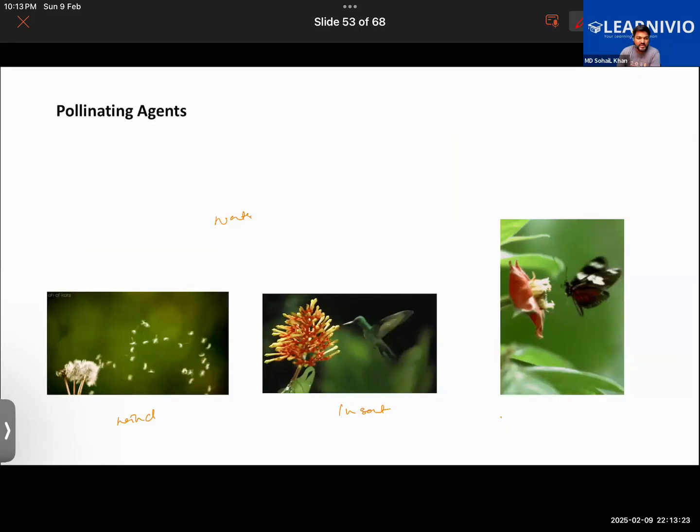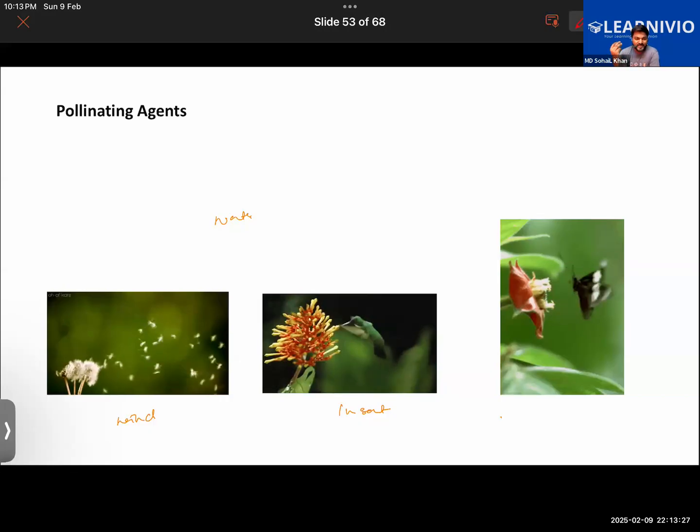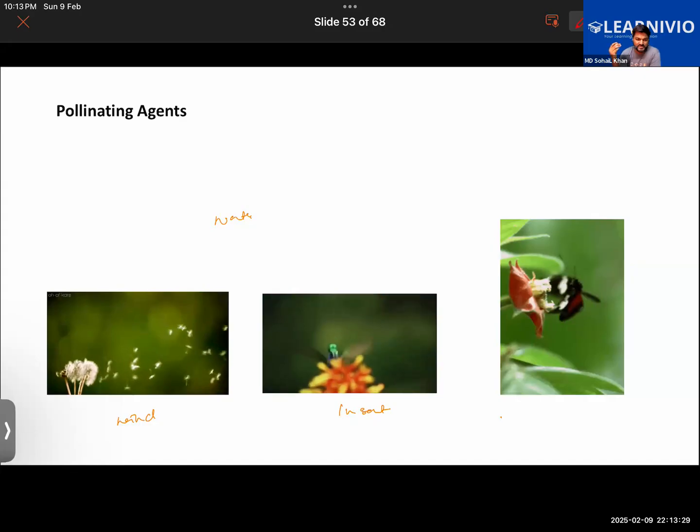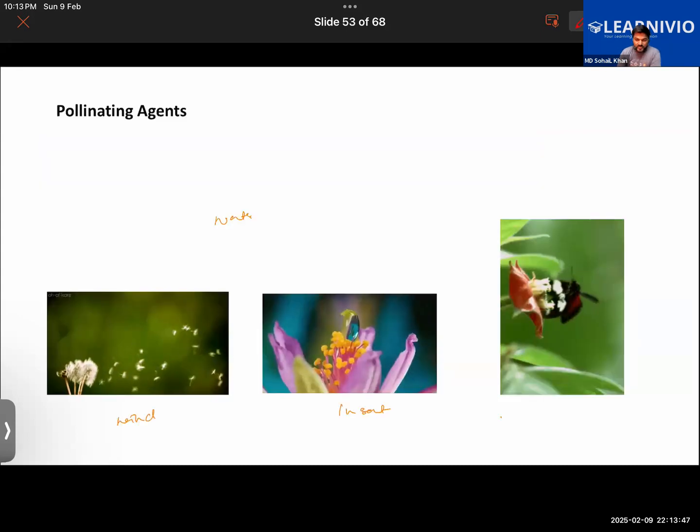Then various pollinating agents are there: wind, water, then insects. These are pollinating agents that will help in transfer of pollen grains from one place to another. But recently, we are seeing that due to the loss of the habitat, due to the change in the climate and the wind pattern, and the misuse of the chemicals, the spread of diseases, pollinators are actually facing some threat from these problems.